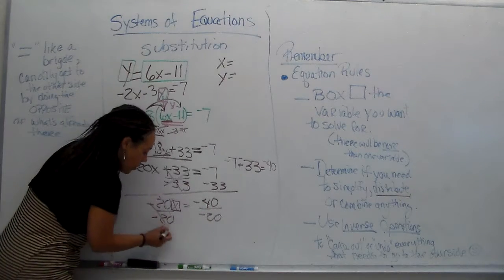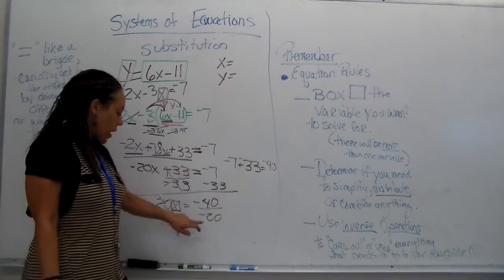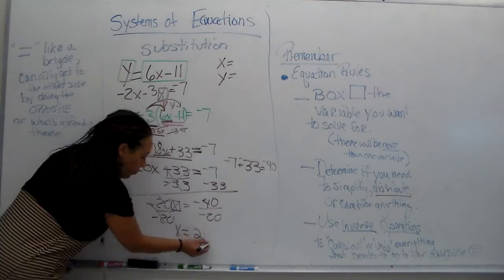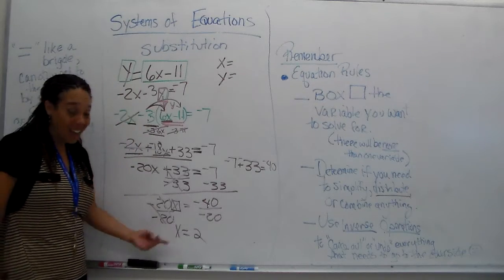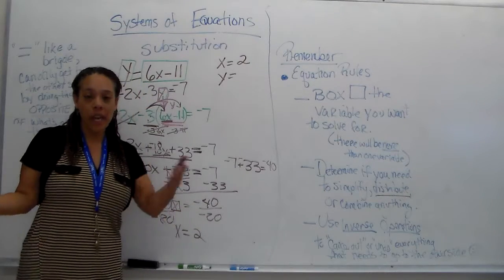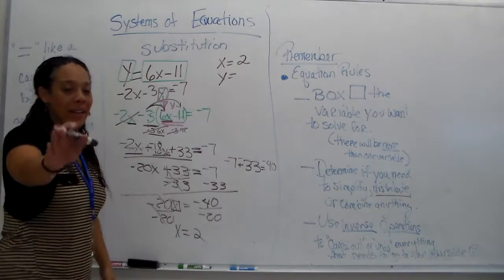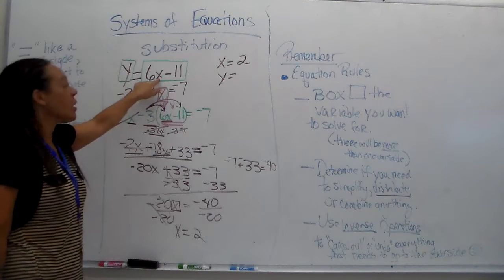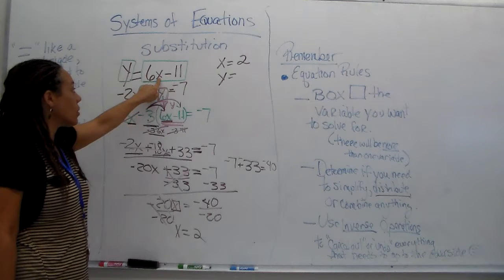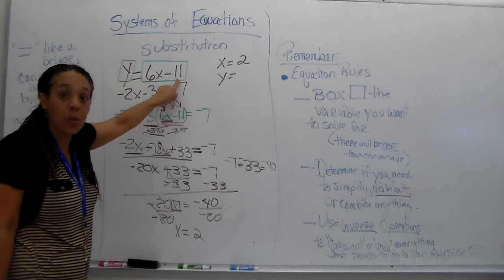So these cancel out, and I'm left with x equals negative 40 divided by negative 20, which is a positive 2. So now that I have solved for x, I can put up here x. The solution to x is the number 2. Sorry about that. What that means, if I put 2 here, it would be 6 times 2 is 12, and 12 minus 11 is the number 1.